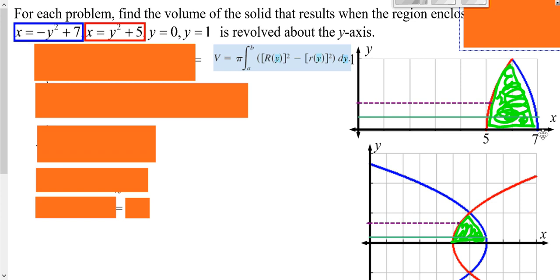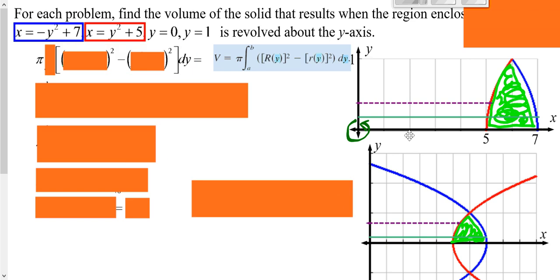Notice our shaded region does not touch our axis of revolution, and our axis of revolution here is once again an axis. In this case, it's the y-axis. So my shaded region does not touch my axis of revolution, so I'm going to have a hole when I revolve it. We know we're dealing with y's. Our bounds then, since we're dealing with y's, have to be how far up and down my shaded region goes. Starts at a height of 0, goes up to a height of 1.